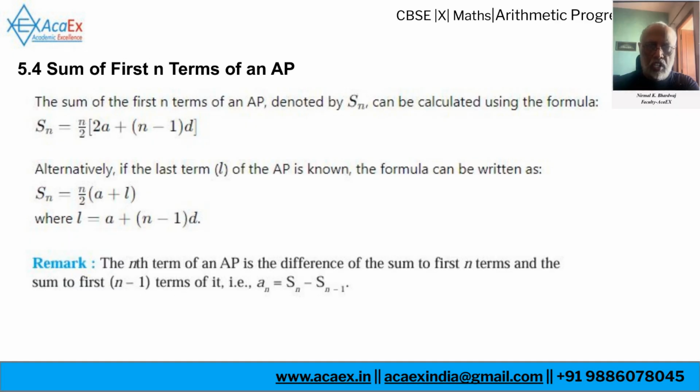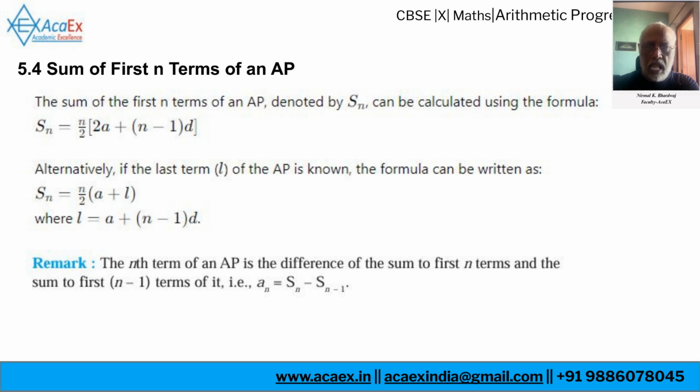Sum of the first n terms of an AP. The sum of the first n terms of an AP is denoted by S subscript n. It can be calculated with the formula S subscript n equals n divided by 2, multiplied by the quantity 2a plus, in parentheses, n minus 1 times d. If you know the last term, l, you can use a simpler formula.